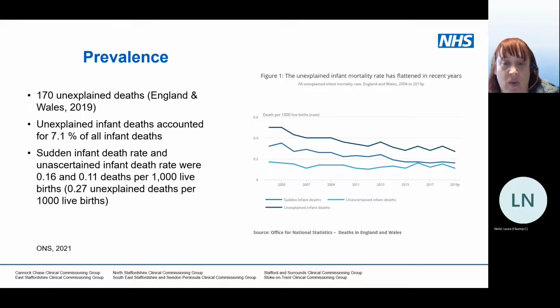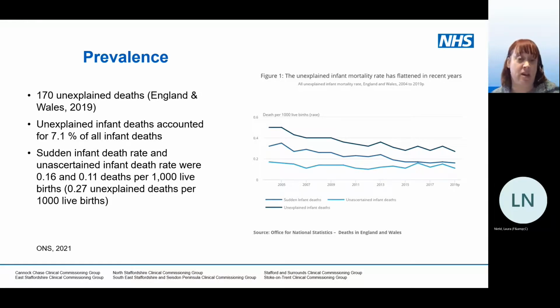If you look at the graph, the darker blue line at the top is the deaths that are unexplained, but the two lighter blue lines include the ones that have been classified as sudden infant deaths and the ones that have been classified as unascertained. So you'll see that those two figures are added together. Unexplained infant deaths accounted for about 7.1% of infant deaths, giving a total rate of 0.27 unexplained deaths per 1,000 live births.